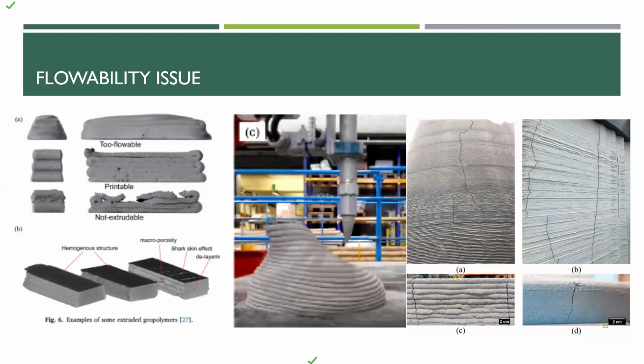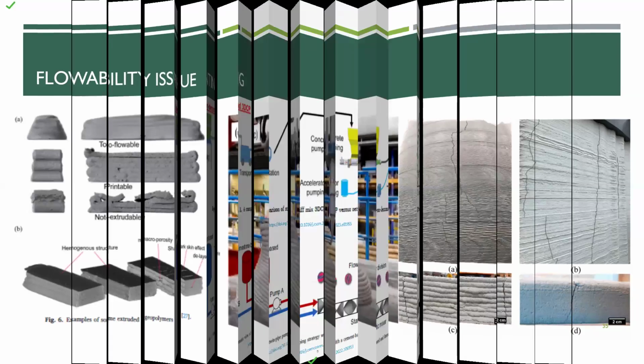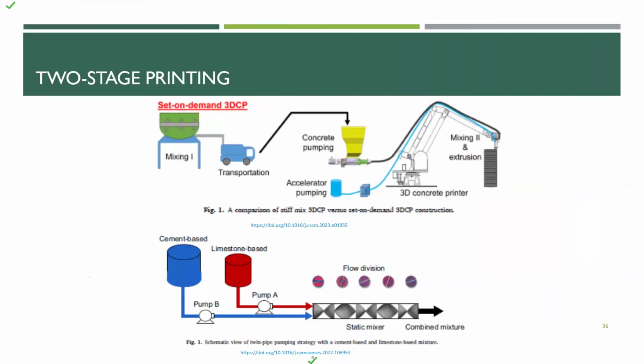So instead of developing an extremely strict mix, the modern research, especially for concrete, is also focusing on applying two-stage printing for concrete. In latest research, there are two major methodologies which are used these days. In two-stage printing, what is the difference? After the initial mixing, transportation, concrete pumping, and concrete mixing, at the last point where the extrusion happens, there we also introduce a dynamic mixer, and we use an accelerator here.